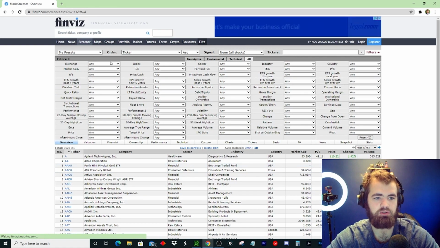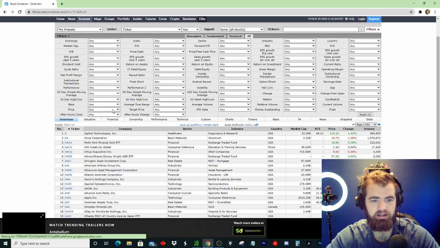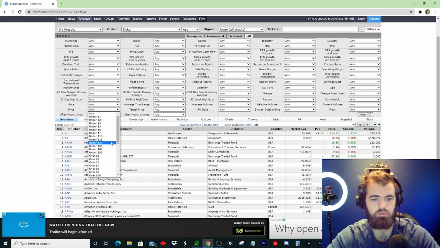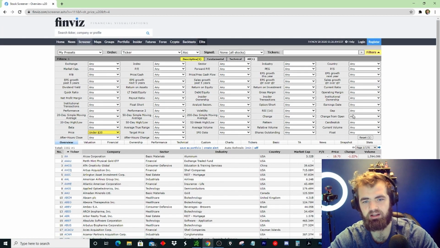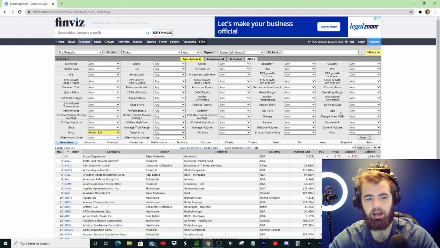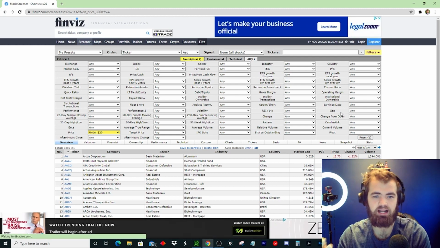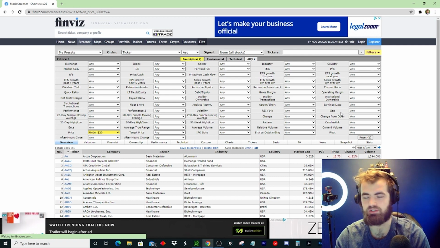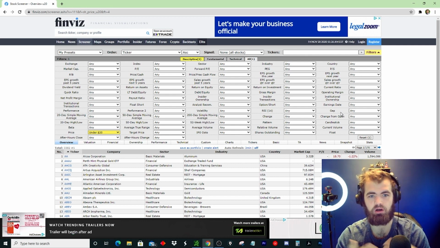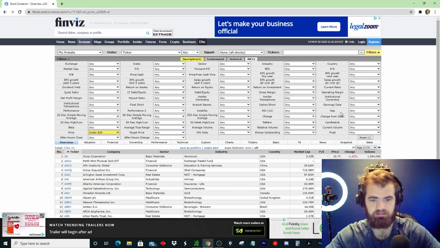So now what I like to do is I like to scroll down here and I like to click the price and go under 20. The reason why is because with a small account, you're going to really want to capitalize on share size. That's really important, because if you get a stock that runs up, let's just say $2 or $3, if you have 100 shares, that's a couple $100.